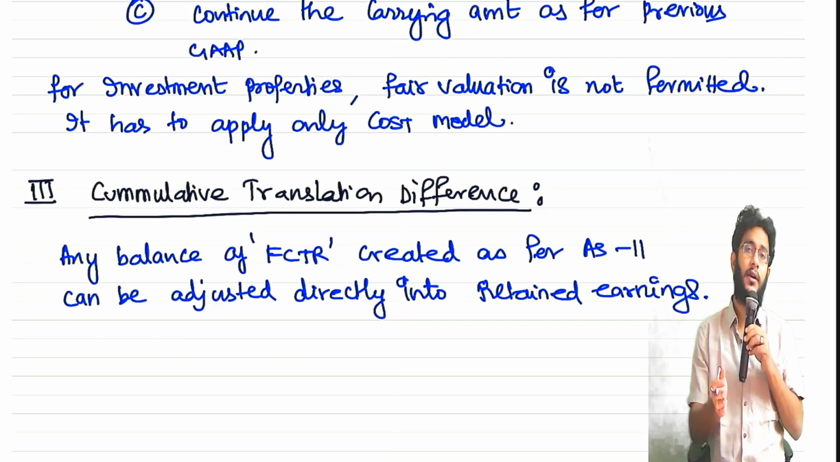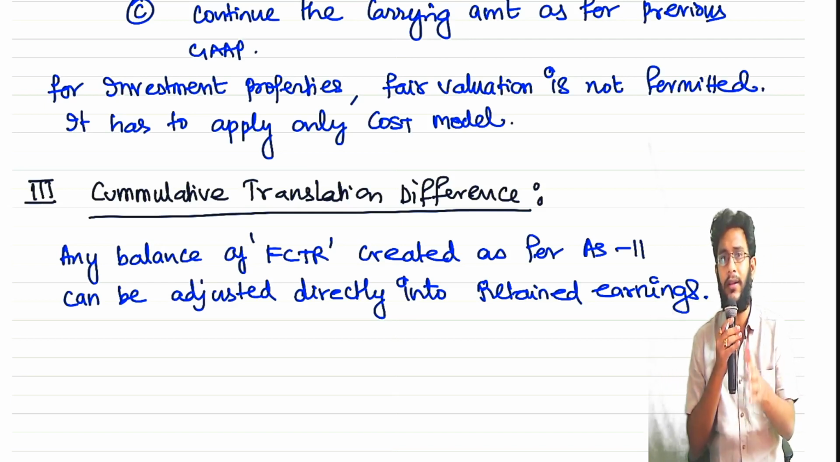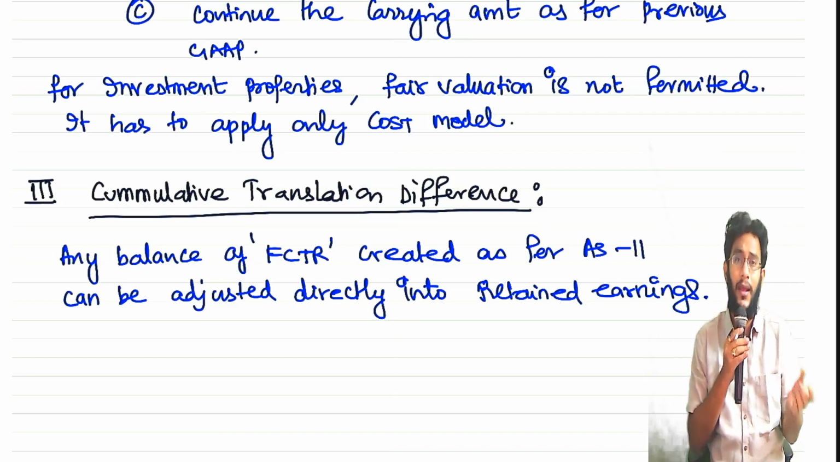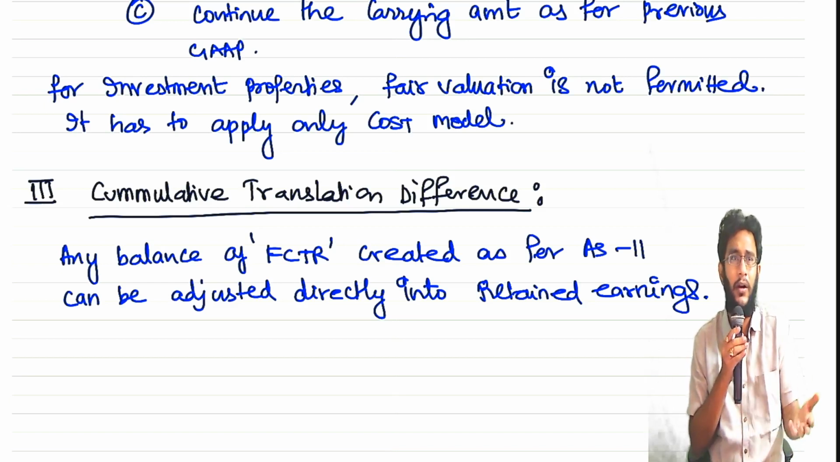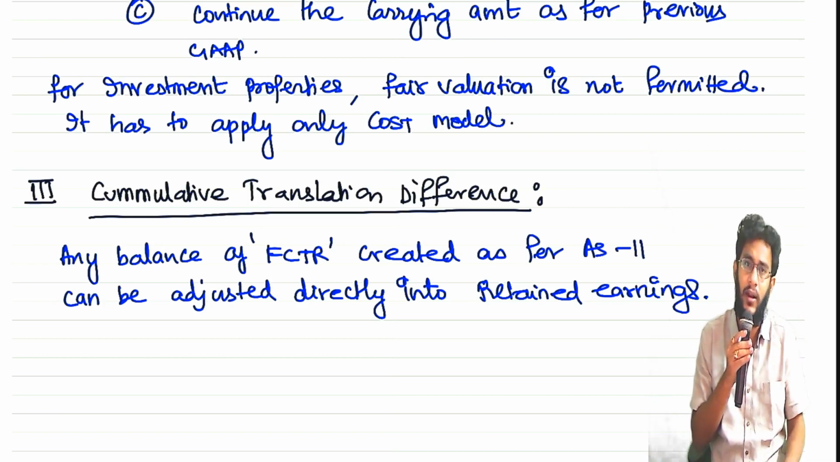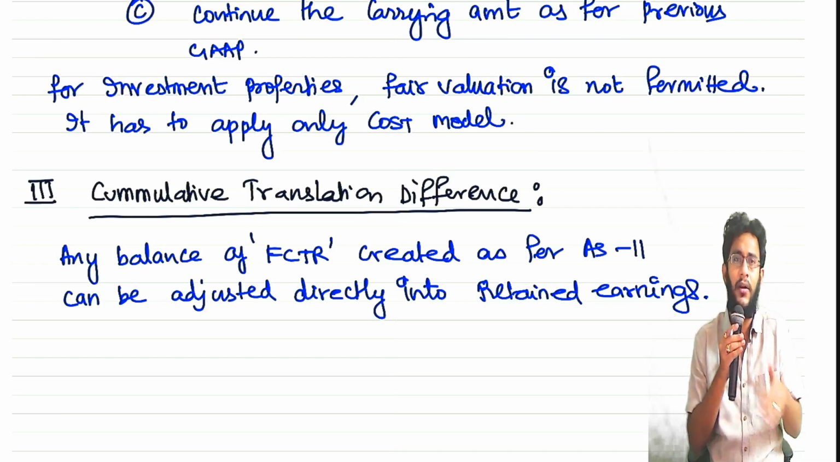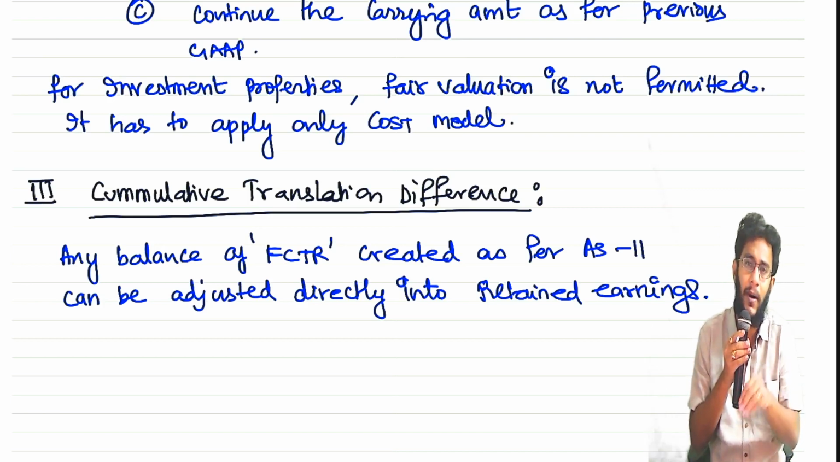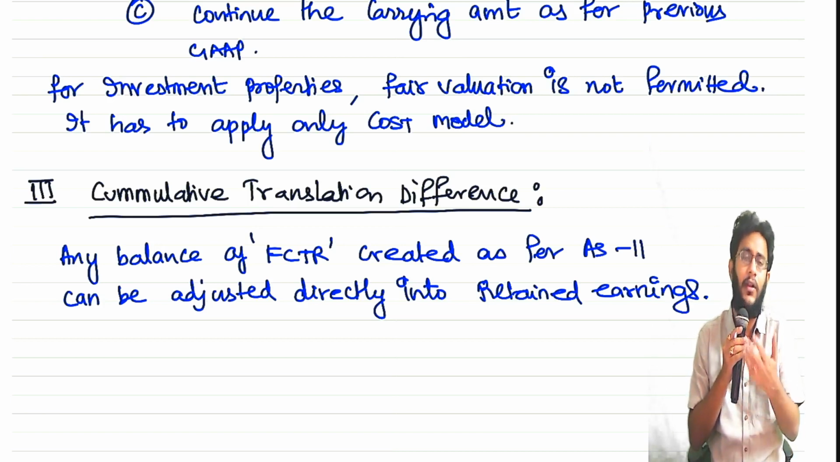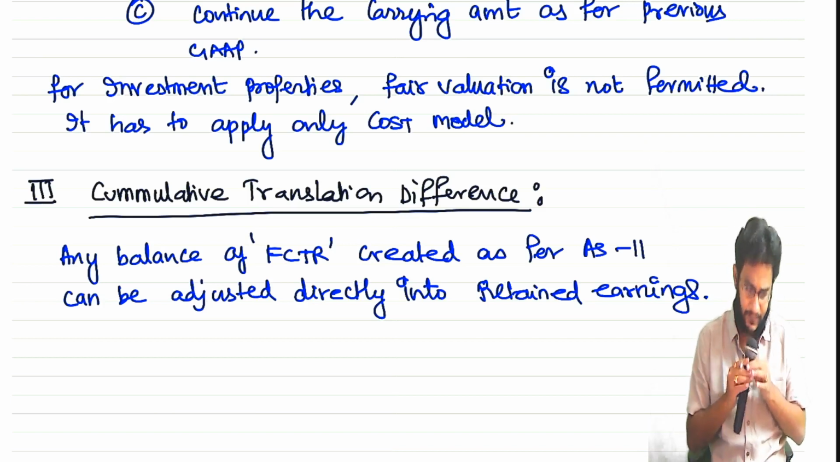See, if it is Ind AS 21, if you get anything in the likes of FCTR, it is an OCI item basically, right? But in AS 11 there is nothing like OCI. So in AS 11, for non-integral operations, you might have created an FCTR balance. That FCTR you can merge directly into retained earnings, and from hereafter all exchange differences will be parked into FCTR as Ind AS 21 guides you. But the existing FCTR you can kill it by transferring it to retained earnings.